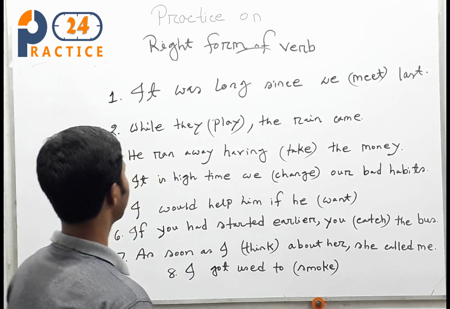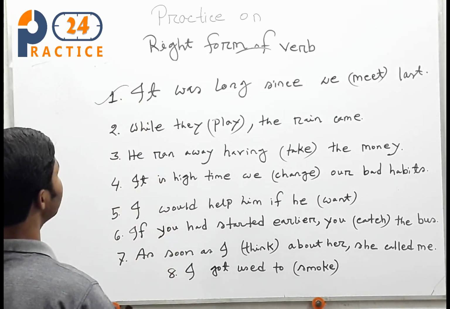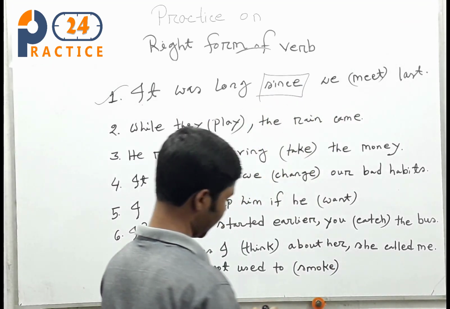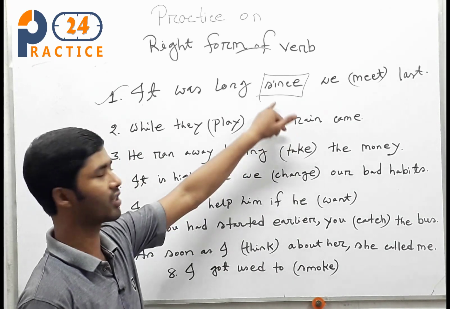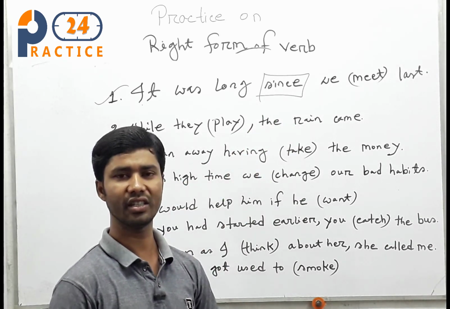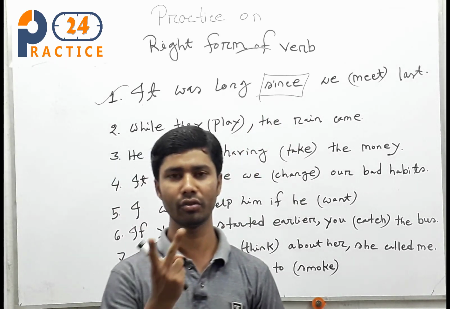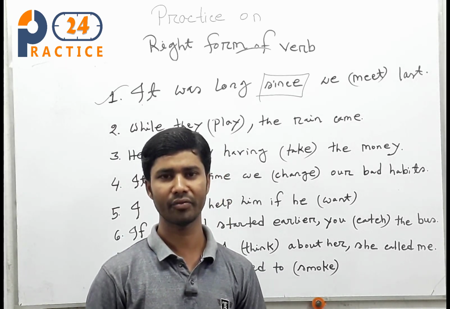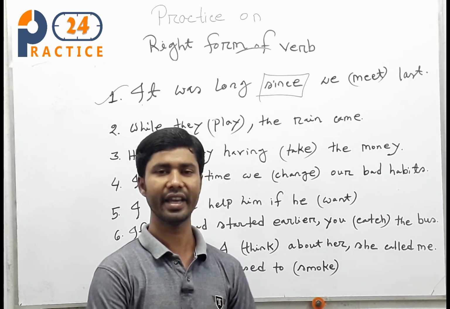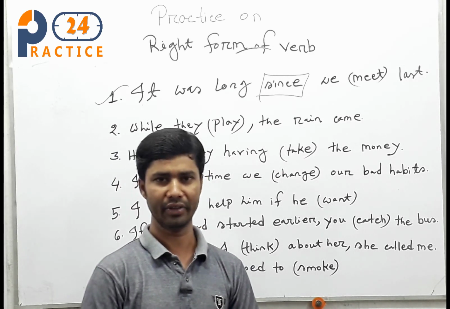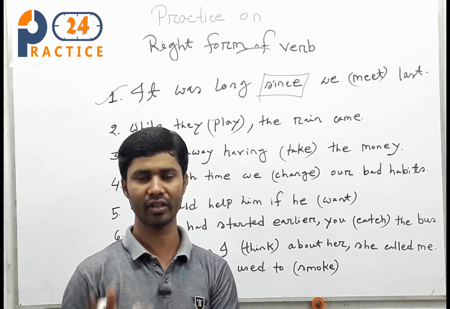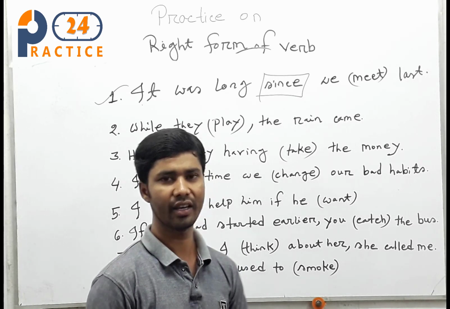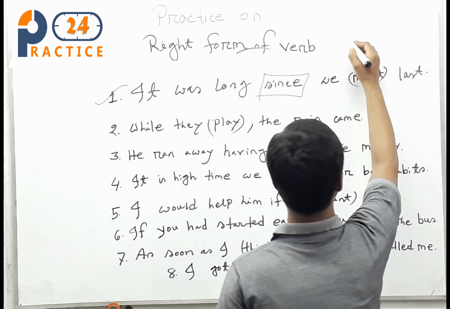First of all, here I write down my first example: It was long since we met last. Here there is a conjunction named since. If you find since in any sentence, since follows two rules. The first rule is if the first part of since is in present tense, then the next part will be in past indefinite tense. And if the first part is in past indefinite tense, then the next part will be in past perfect tense. Here is the example.